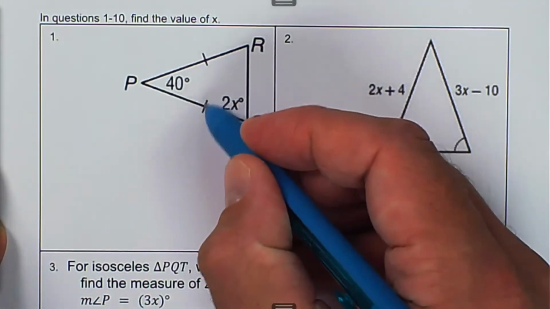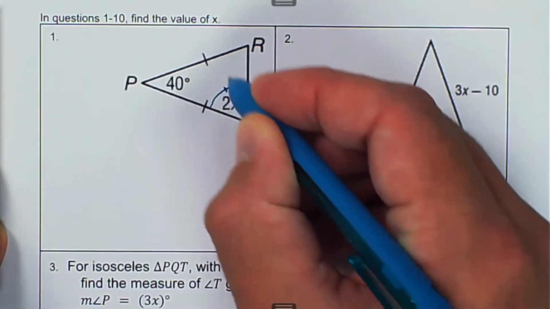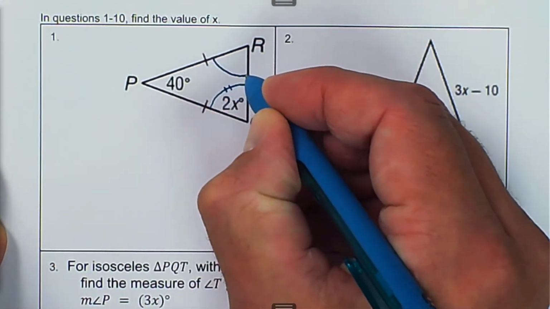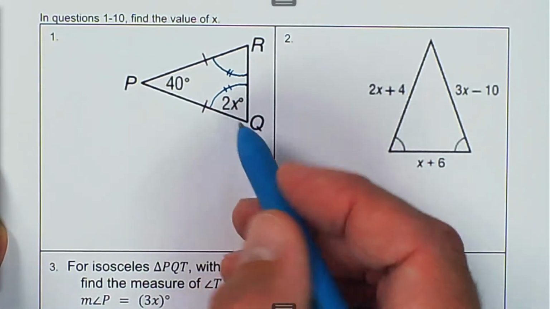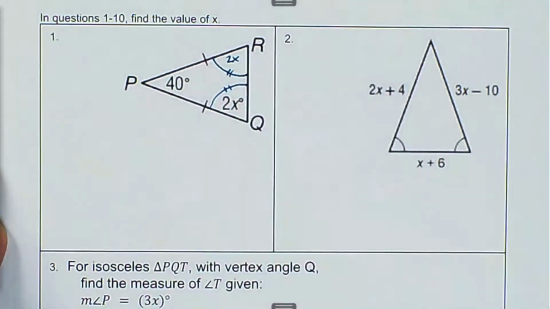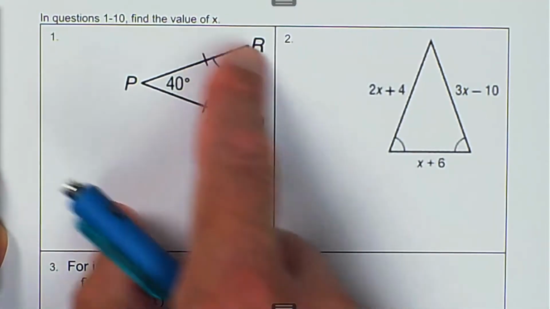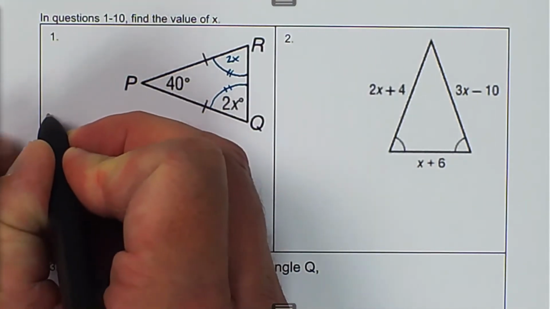We know that because if two sides are congruent, then the base angles are also congruent. And the base angles are the angles opposite those sides. So if angle Q is equal to 2x, angle R is also equal to 2x. Now we have measurements of all the angles, and we can use the triangle sum theorem that says if we add all the angles together, that is equal to 180 degrees.